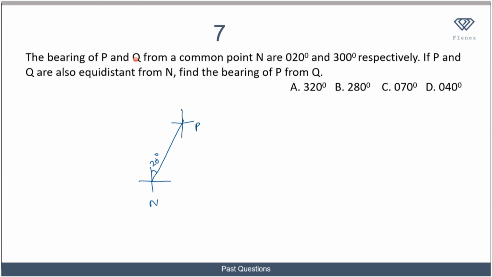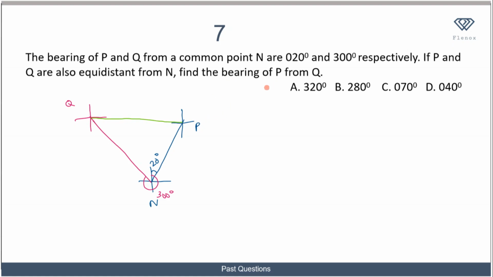And the bearing of Q from N is 300 degrees. So I draw another, and 300 degrees will lie in this fourth quadrant. So I have something of this sort, and I have something like this. So I have 300 degrees. Now this is my point Q.